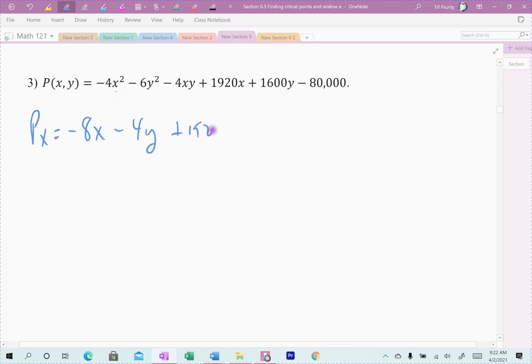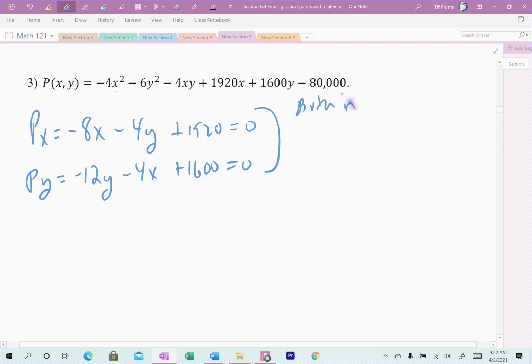Negative 4y plus 1920 set equal to 0. P sub y, negative 12y minus 4x plus 1600 equals 0. These are both linear. Right? There's a single x term, a single y term, and a constant term. Now, in order to use a matrix, you have to put them in the form ax plus by equals c. Alright, so I've got to make sure x is first, y is second, move my constant over.